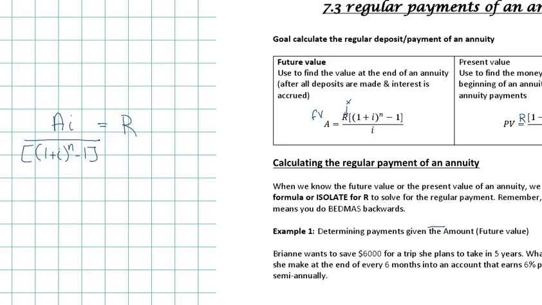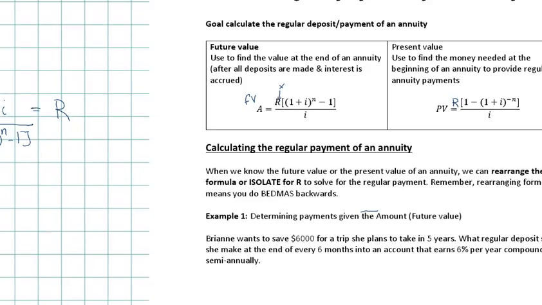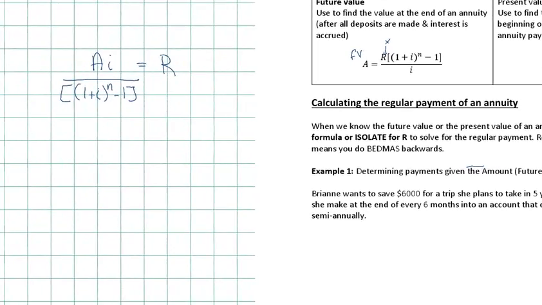Same with the other equation. It's the same thing. You have to get rid of the I first, so then you have to divide by the whole bracket. Remember that because R is multiplied by that whole bracket, I can't separate the bracket. I have to move it all together. So the formula for the present value will be PV times I divided by 1 minus 1 plus I to the power of negative n. Look, I'm signing my name here.